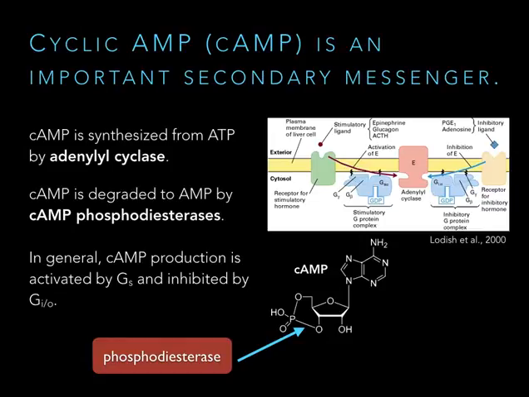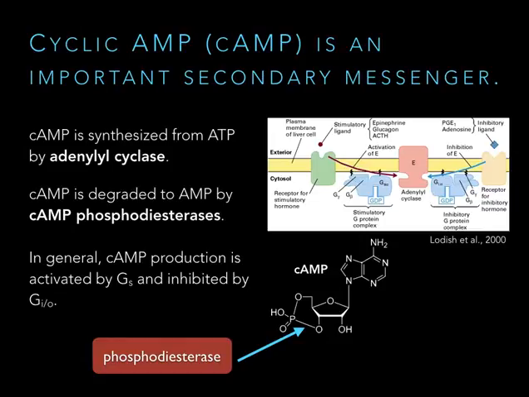Okay, adenylyl cyclase is an enzyme that's going to help generate cyclic AMP. Okay, so it's going to take ATP, that high energy molecule that the cell uses to do everything, and it's going to convert it into cyclic AMP, which we can see in this illustration here. Cyclic AMP is going to be an important secondary messenger. It's going to act on a few different targets. More on that later.